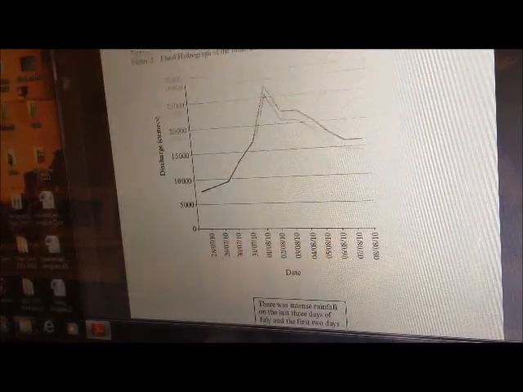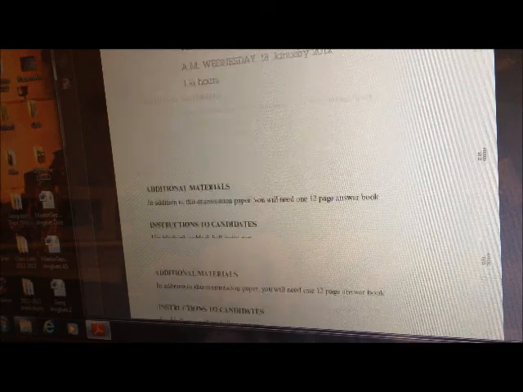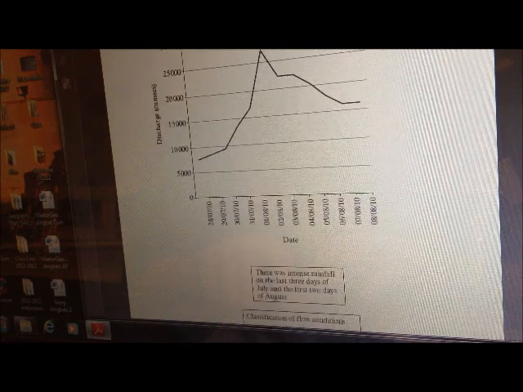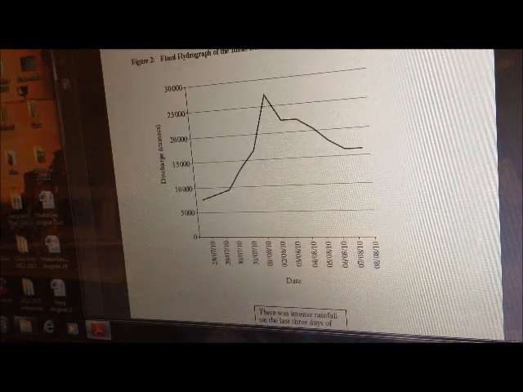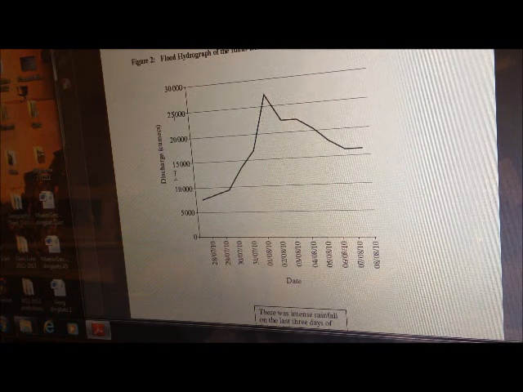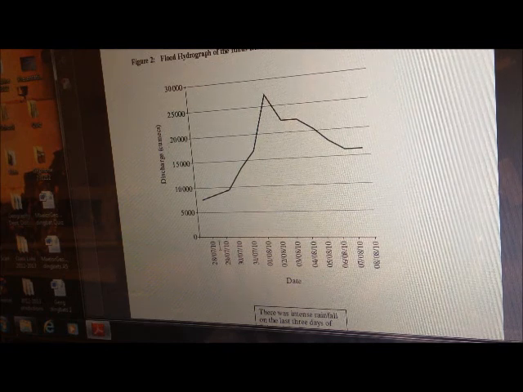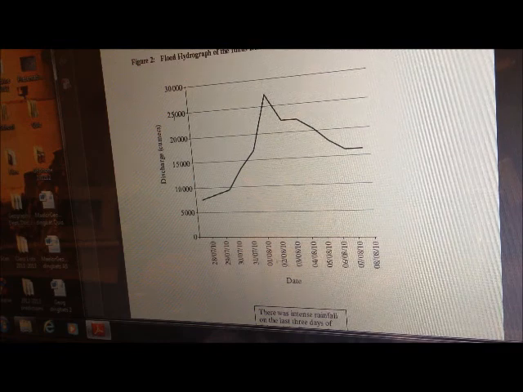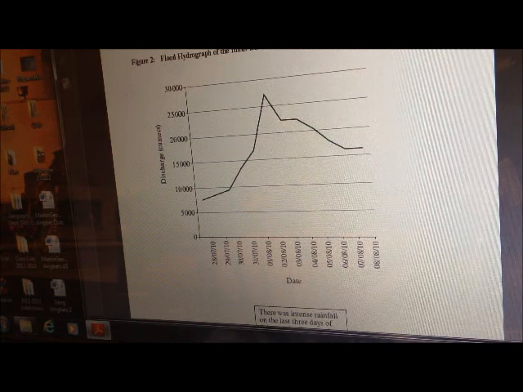This is question 2a from January 2012, and the question is looking at a flood hydrograph for the Indus River in Pakistan. Along the vertical axis we have discharge in cubic metres per second, or cumecs. Along the bottom you have the dates, 28th of July 2010, August, and then it finishes on the 8th of August 2010.